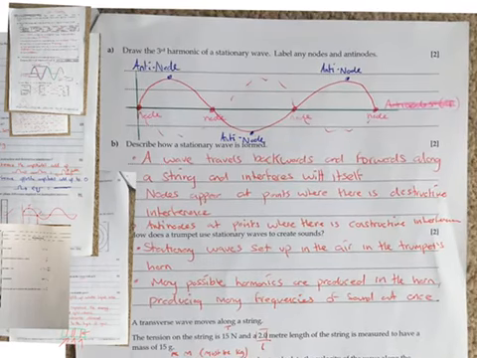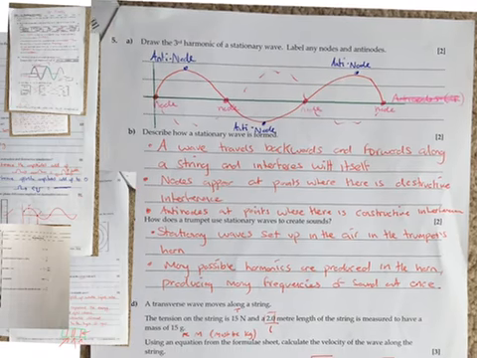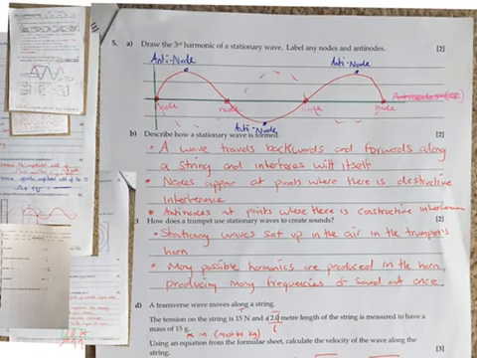Draw the third harmonic of a stationary wave. Well, a stationary wave, you're going to have antinodes and nodes. And you can see I got it wrong first of all, but your antinodes are anywhere that's not on that normal line there. So your nodes are everywhere. So you're always going to have one more node than an antinode.